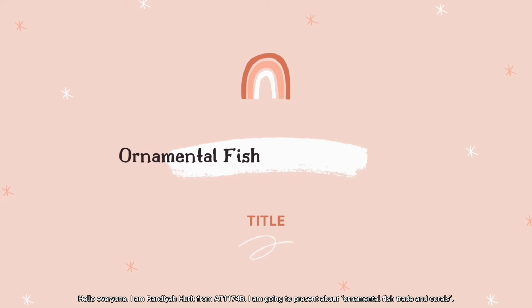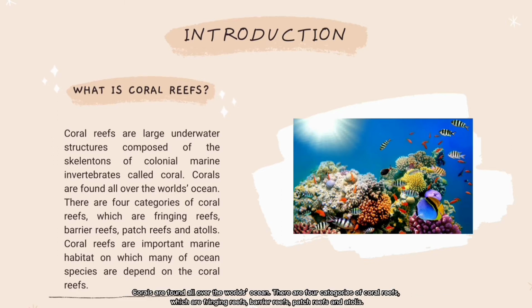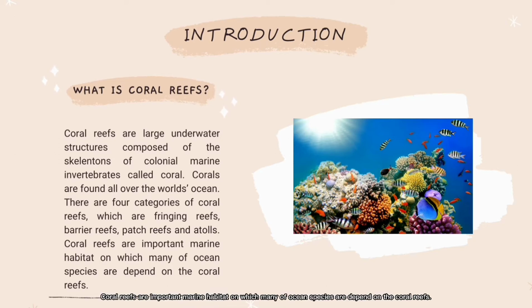I am going to present about ornamental fish trade and corals. Coral reefs are large underwater structures composed of the skeletons of colonial marine invertebrates called coral. Corals are found all over the world's oceans. There are four categories of coral reefs, which are fringing reefs, barrier reefs, patch reefs, and atolls. Coral reefs are important marine habitats on which many ocean species are dependent.